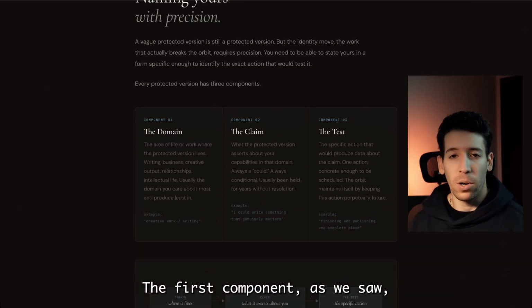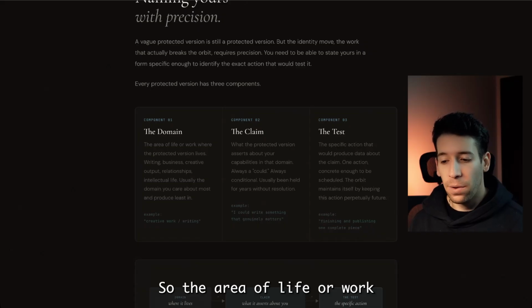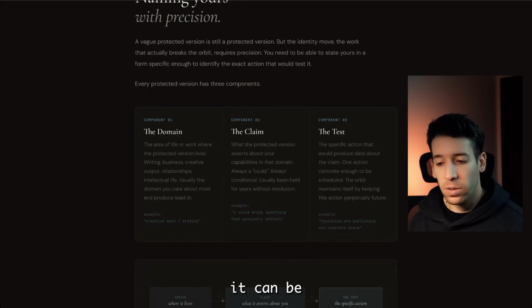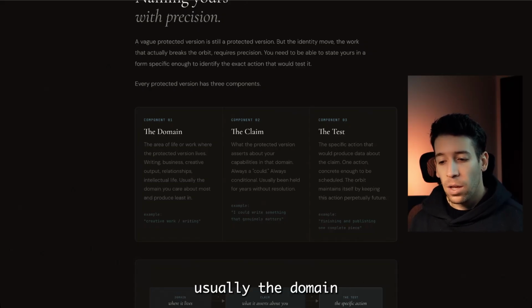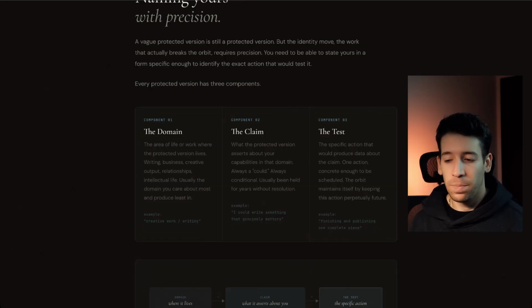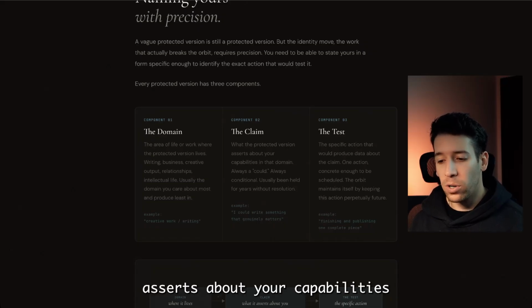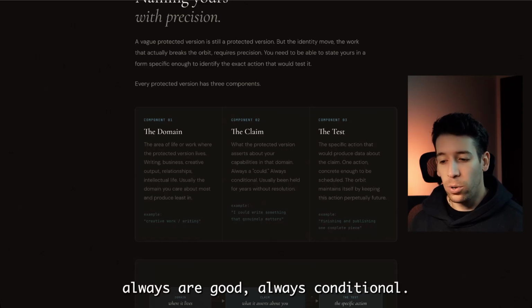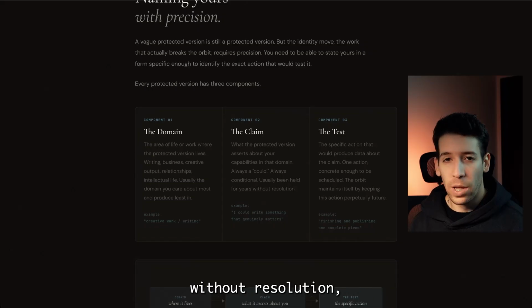The first component, as we saw, is the domain. The area of life or work where the protected version lives. It can be writing, business, creative output, relationships, intellectual life. Usually the domain you care about the most and produce the least in. The second component is the claim, what the protected version asserts about your capabilities in that domain. Always a could, always conditional, usually being held for years without resolution.